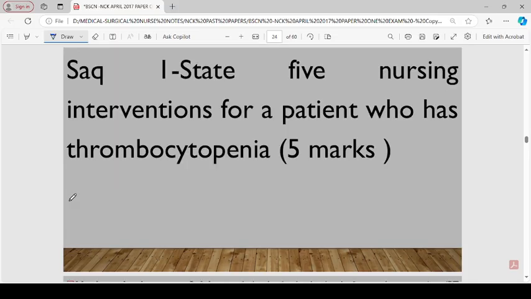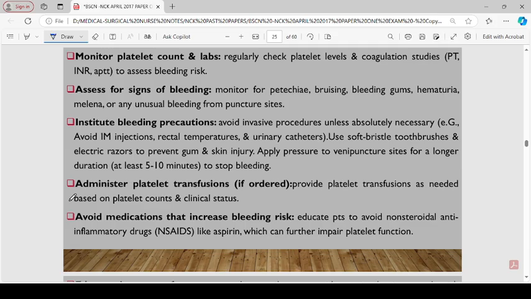Interventions for a patient who has thrombocytopenia. You have to monitor the platelet count and labs.